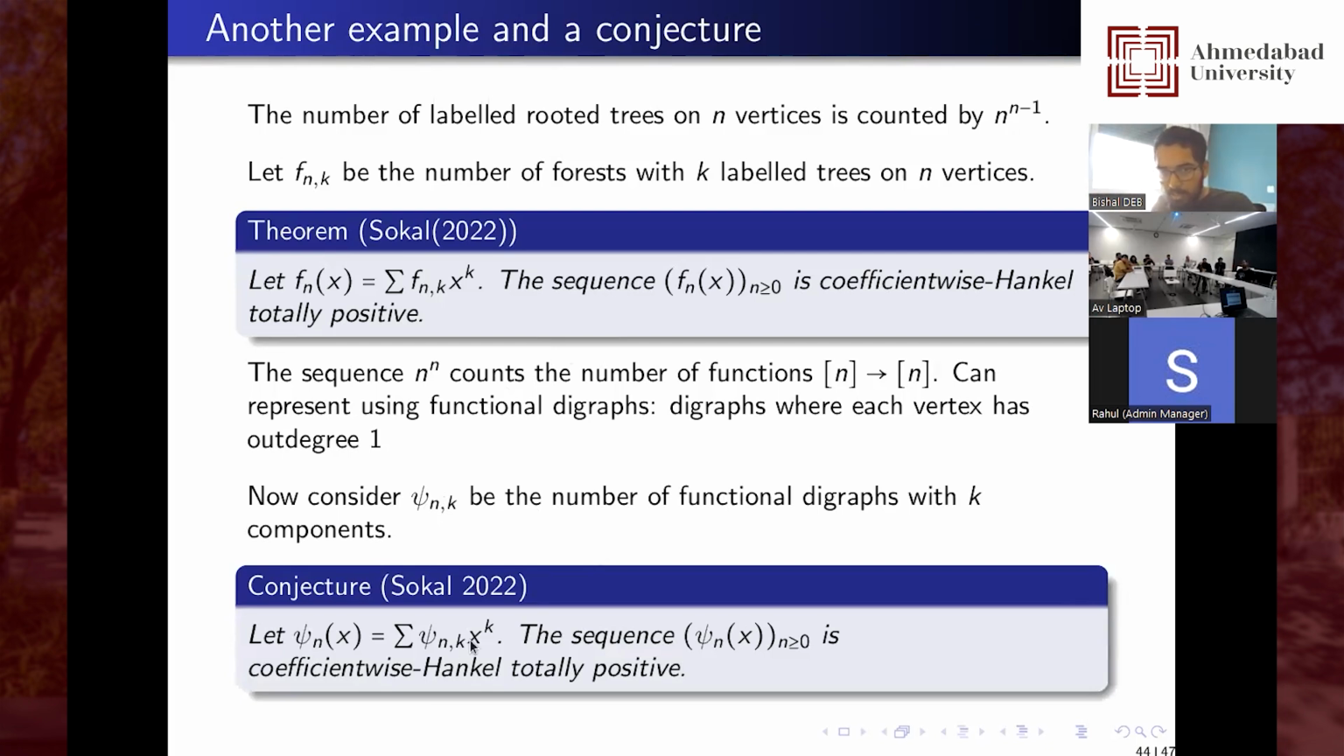Excuse me, Bishal. Sorry? So what about n to the power n minus 2, the number of Cayley's trees? If you replace n to the power n minus 1 by n to the power n minus 2, because that counts the number of Cayley trees. Yes. So for rooted trees as well, that sequence is also Hankel totally positive. Okay, that's interesting. That is also Hankel totally positive, and you have refinements of that result as well.